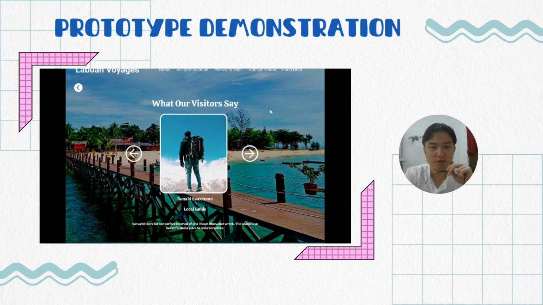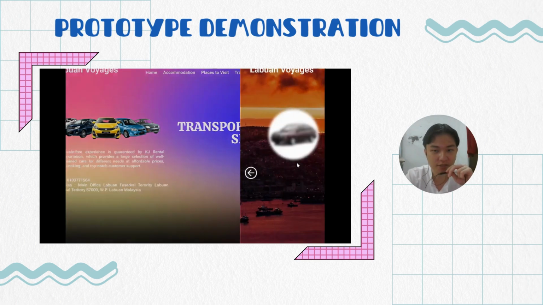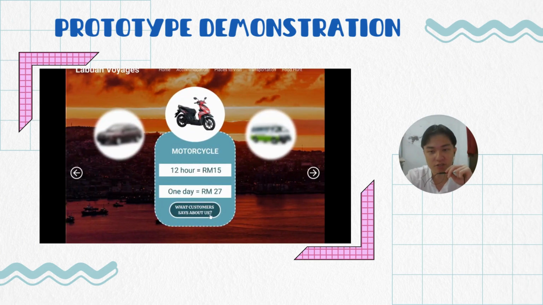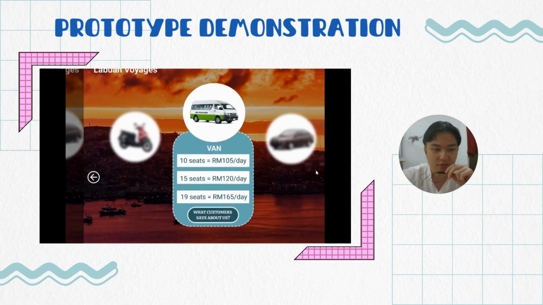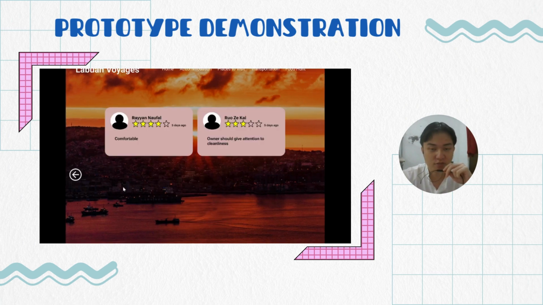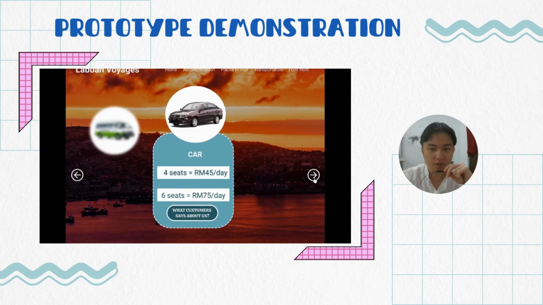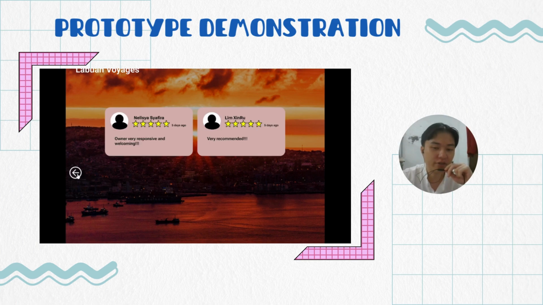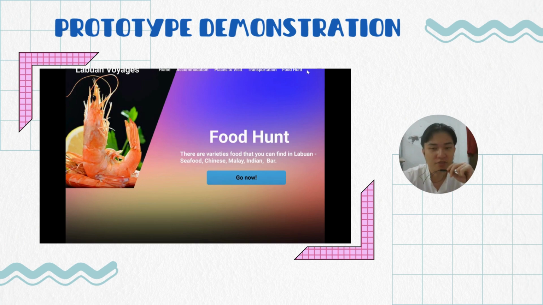You can see what our visitors say after they have visited our Nusukan Island. Proceeding to transportation, this will be the landing page, and by clicking check it out, we will proceed into the home page of this particular category. Then there will be a motorcycle rental, van rental, and of course car rental as well. From there you can click on the reviews of the respective car owner or car company.